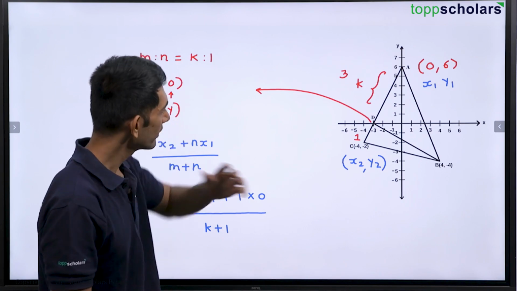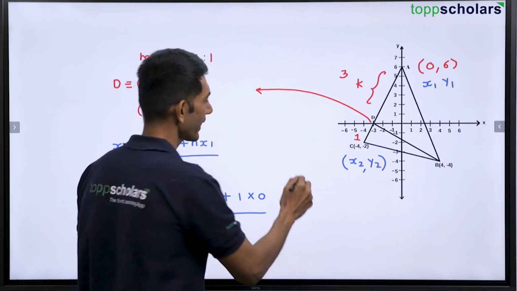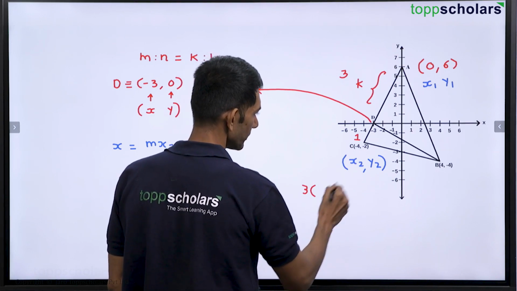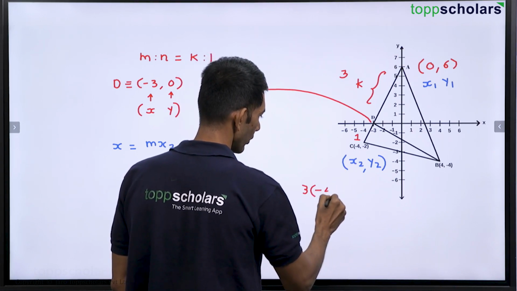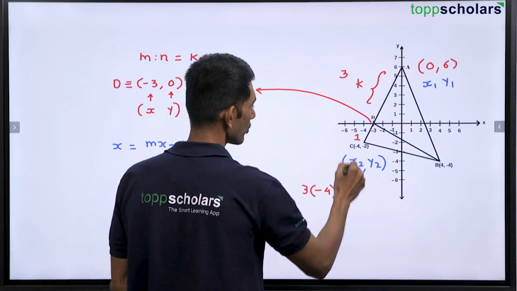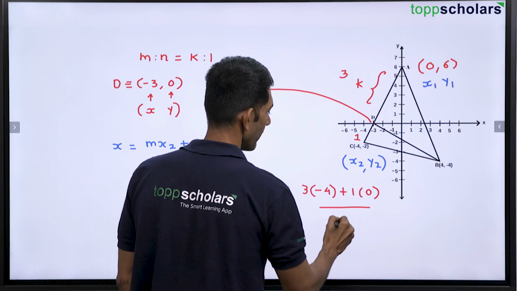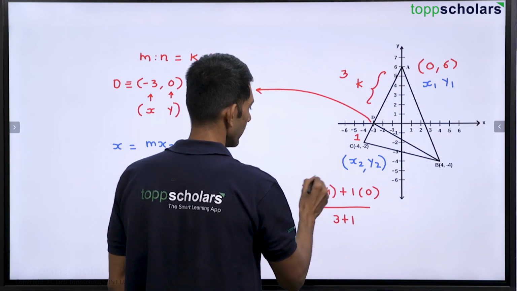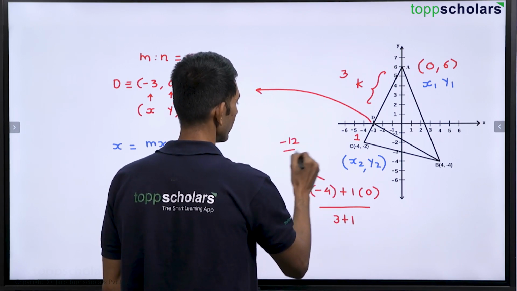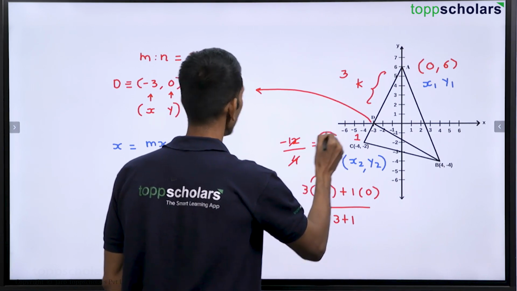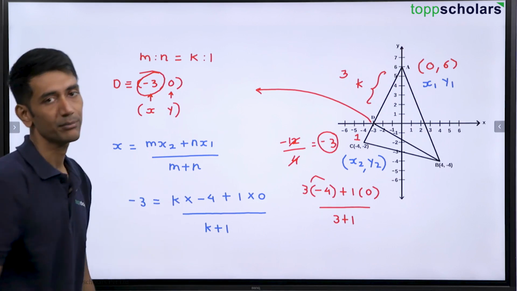And you can also check. 3 into x2. You can try. 3 into x2. x2 is how much? Minus 4. That is mx2 plus nx1. That is 1 into 0 by 3 plus 1. So this is minus 12 by 4, which is equal to minus 3. That should be your x. Yes, it is there. That means you are correct.